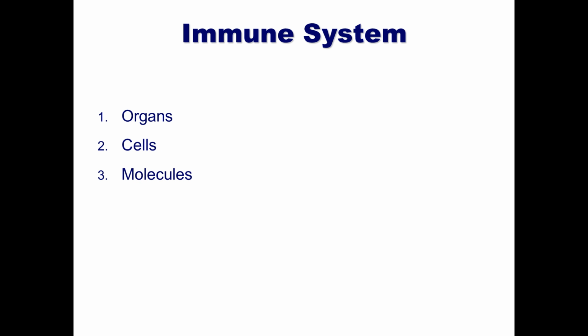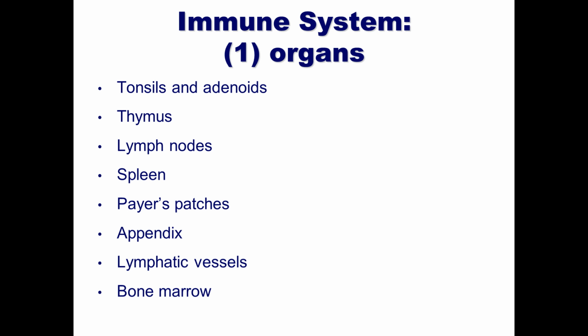There are three types of molecules, organs or cells that come under the immune system: organs, cells and molecules. The first organs that react against foreign particles are the tonsils and adenoids. Then the thymus, which is most important, lymph nodes, spleen, Peyer's patches, appendix, lymphatic vessels and bone marrow. These are all the organs that come under the immune system.